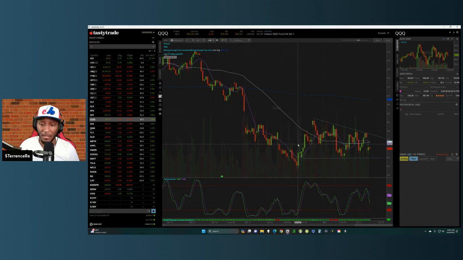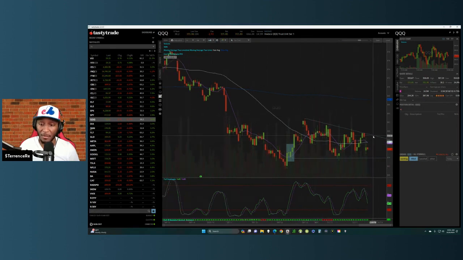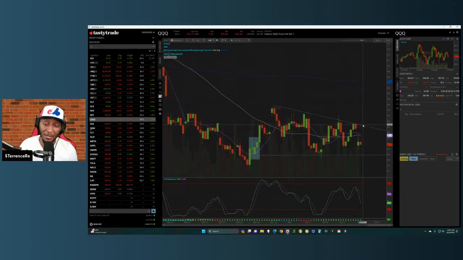Got something like this is your little bull flag. Here's your pole, right? To your high. And then we got our chop in here. There are a couple things you can do. There are a lot of things you can do if you're bullish, right?